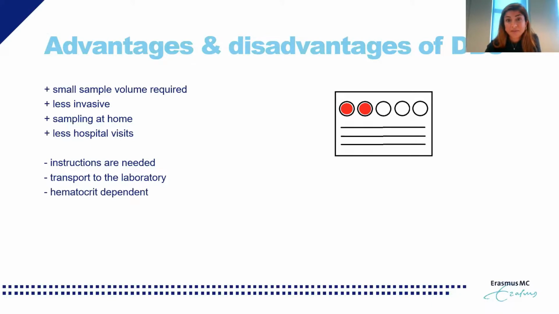Also, during the measurement of the patient samples, we observed some deviations, which may be caused by the hematocrit, because the hematocrit has an effect on the spreading of the blood spot on the DBS card. Also, it's difficult to share your sample with other laboratories, especially when there is only one blood spot on the DBS card. And the extraction of the drugs from the DBS spot is lower compared to the extraction of blood, which makes it more difficult to measure the lower concentrations.